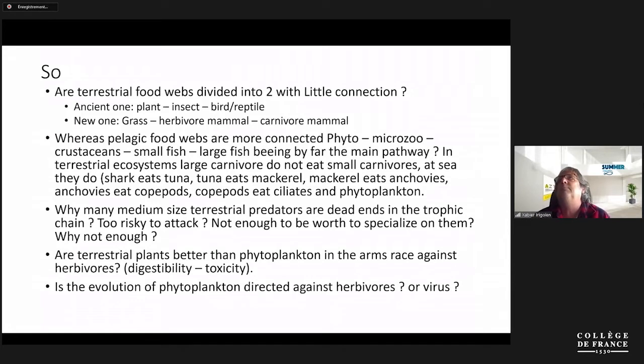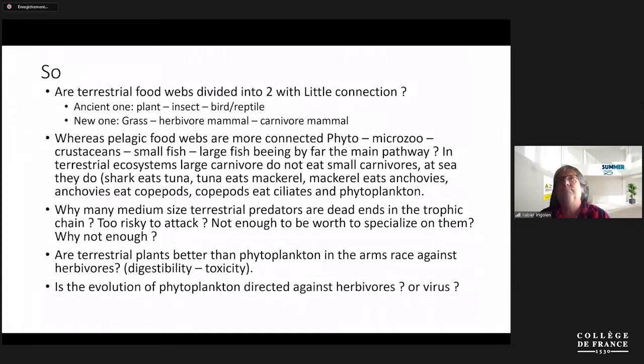But more recently, I'm thinking more and more that at least an important part could be evolution against virus and not the herbivores. If the main source of mortality, or a major source of mortality, is virus, the evolution of phytoplankton might be more directed, or at least partially directed, to avoid the mortality due to virus, and not that of maybe copepods that are less effective at eating them.